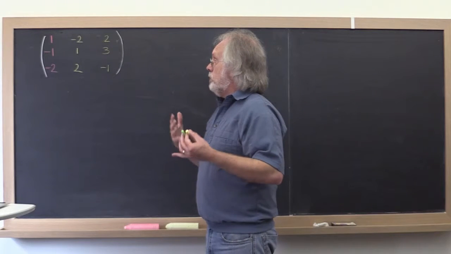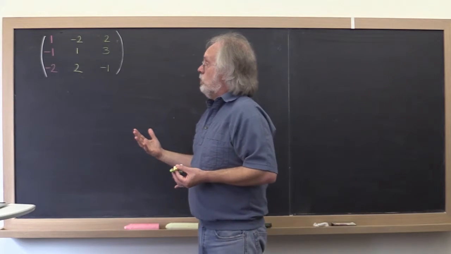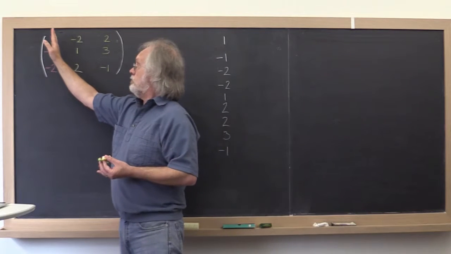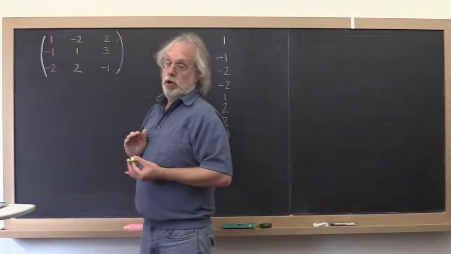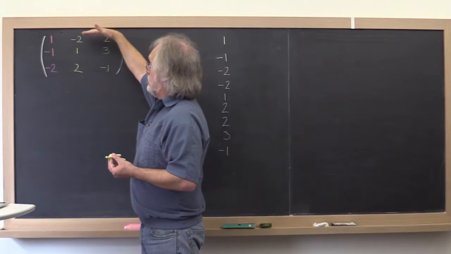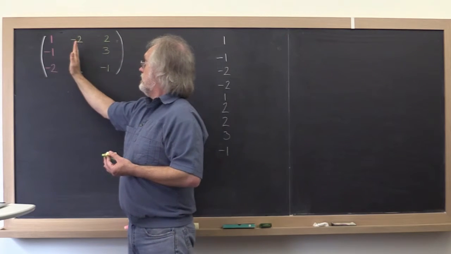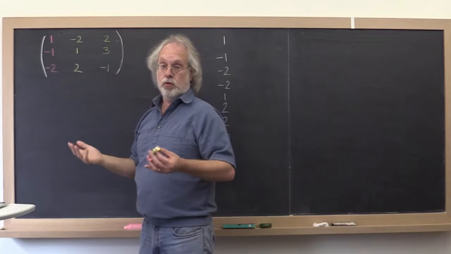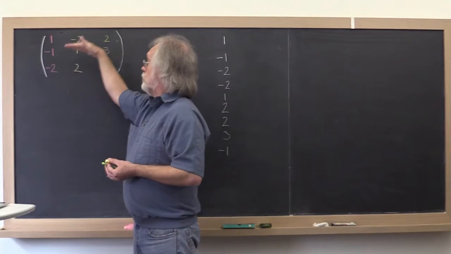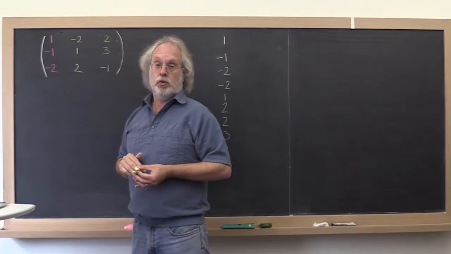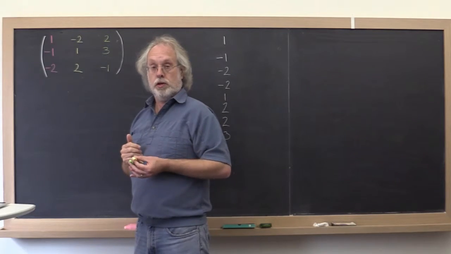So what people do is they make a choice. They say, well, we're going to store the matrix a column at a time, or we're going to store a matrix a row at a time. Storing a matrix a column at a time is known as column major order, and storing a row at a time is known as row major order.